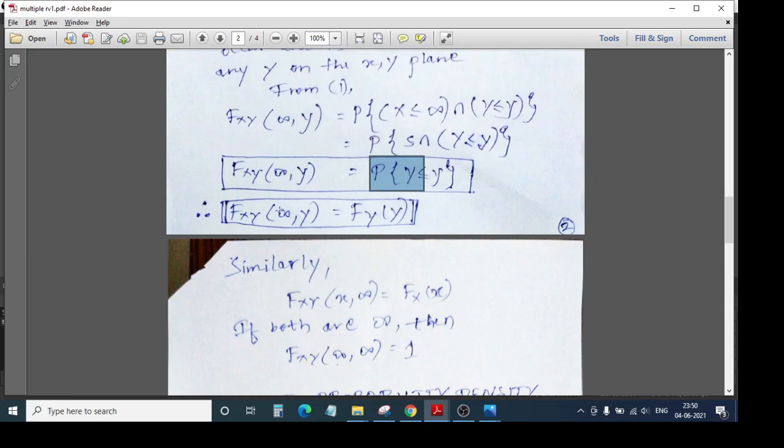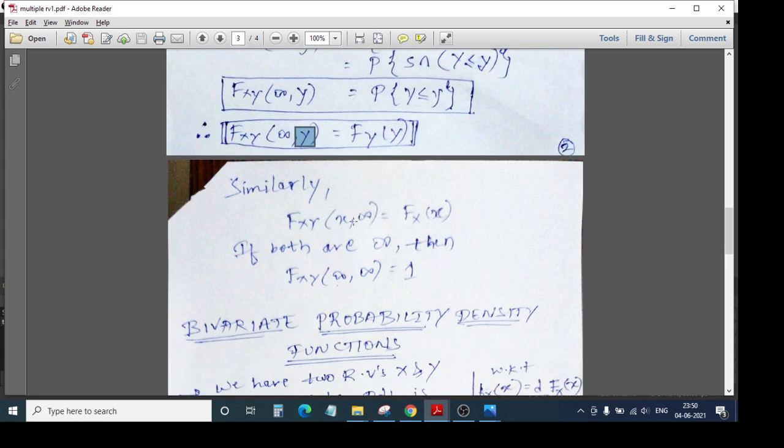So that means when, in a multivariable CDF, one of the variables goes to infinity, you will get a single variable CDF of the other variable which is not infinity. Similarly, now say you have x as a variable and y is infinity.